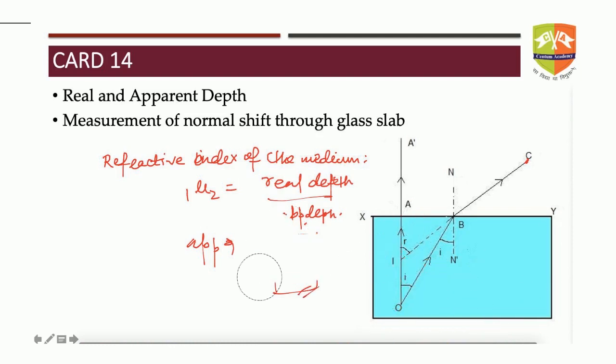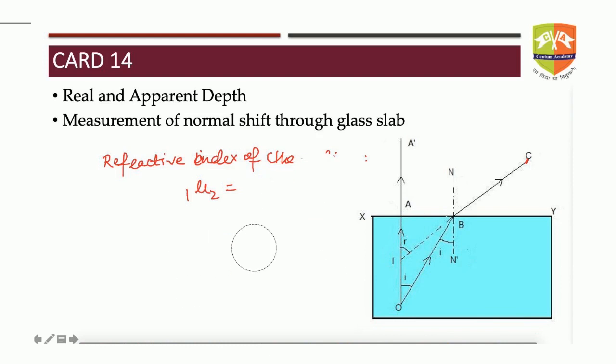So lens formula is similar. You have 1 by v minus 1 by u is equal to 1 by f. Please remember, in case of mirror formula, it was 1 by v plus 1 by u is equal to 1 by f. Lens formula is 1 by v minus 1 by u is equal to 1 by f.